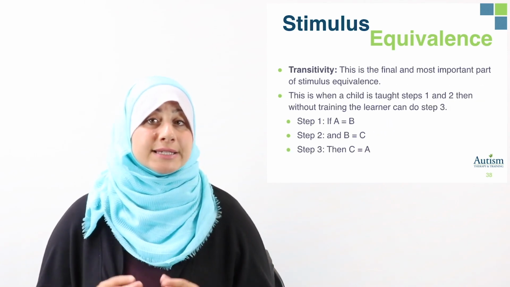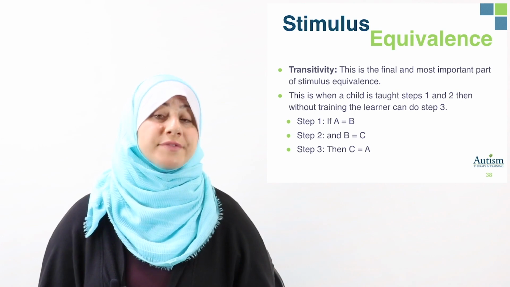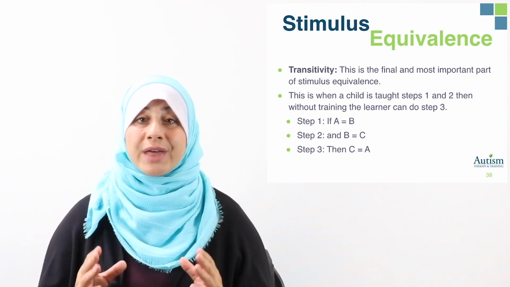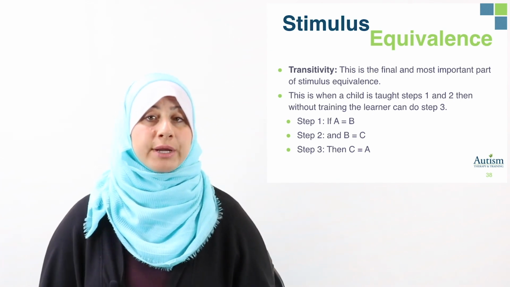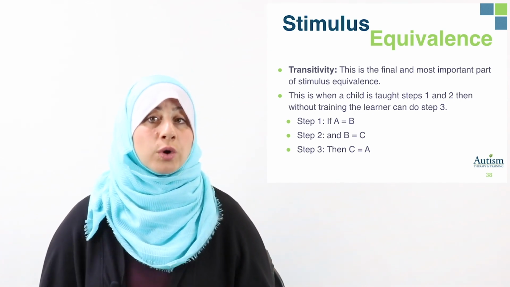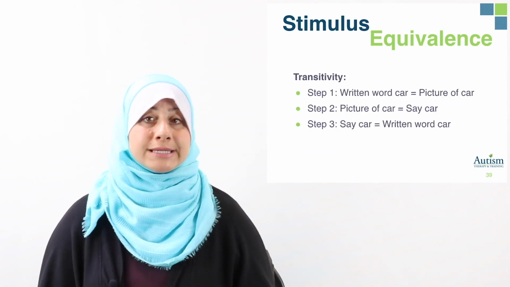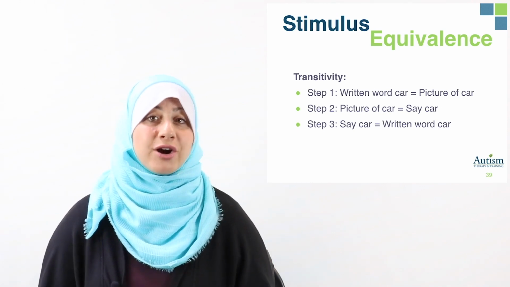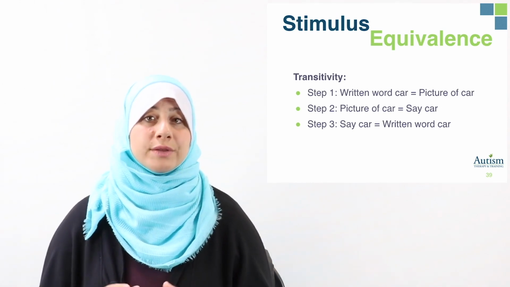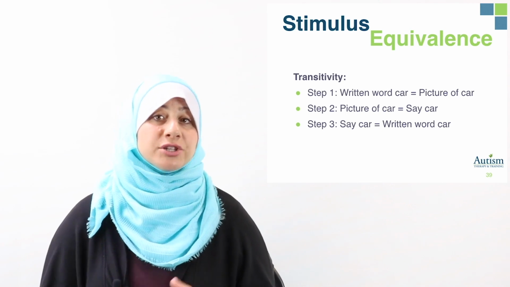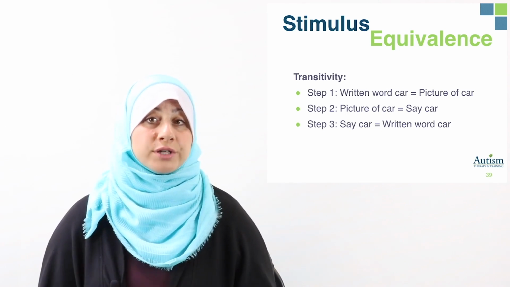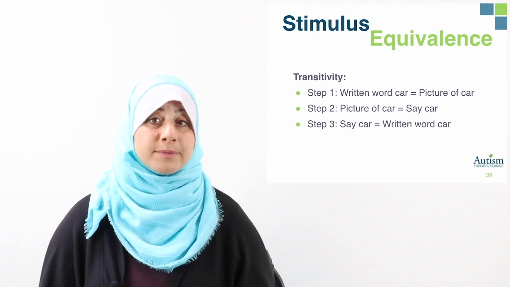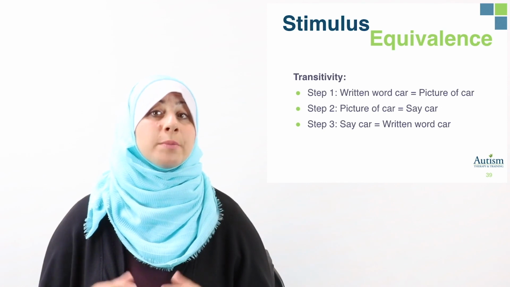Transitivity, this is the final and most important part of stimulus equivalence. This is when a child is taught steps 1 and 2, then without training, the learner can do step 3. Step 1 is the written word car and a picture of a car. Step 2 is a picture of a car and they say car. And step 3 is they say car and a written word car. So it's important that the learner learns that they can touch the correct stimulus. It's reinforced versus when they touch the incorrect picture or engage in the incorrect response. The learner should not be reinforced when a mistake occurs.